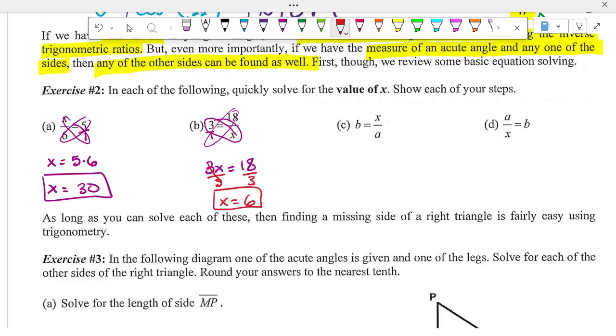What about for this one? So we're still solving for x. I'm going to put the b over 1. So x is equal to b times a. So we can't do anything else with that. So x is equal to ba.